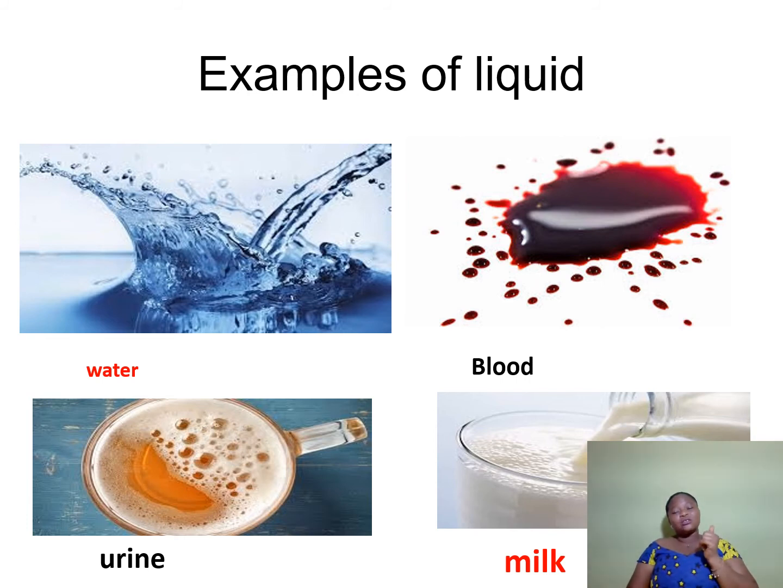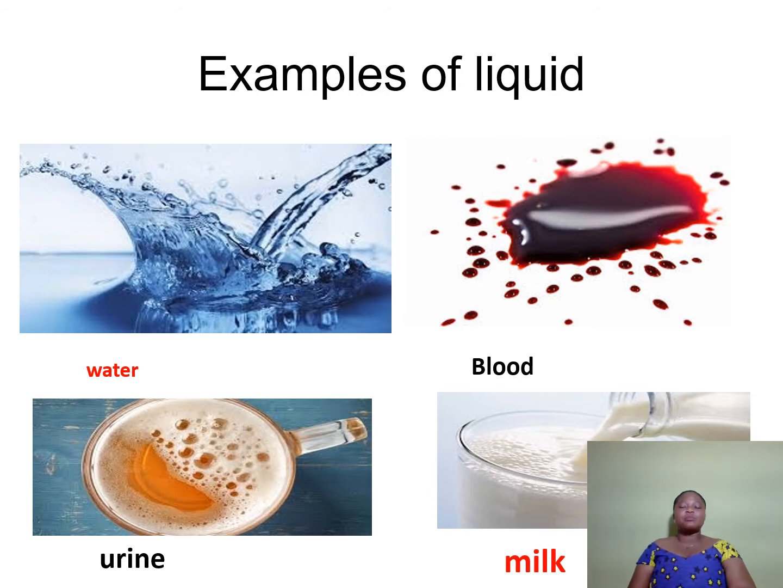So human beings also have what? Blood. So this is blood. You can get this from animals as well. And what is this? Though it's in a cup, this is urine. Mommy, I'm going to urinate when you're in the classroom. Please, may I go out to urinate? Yes. What do you pass out? It's what? Water. So urine is also an example of liquid.